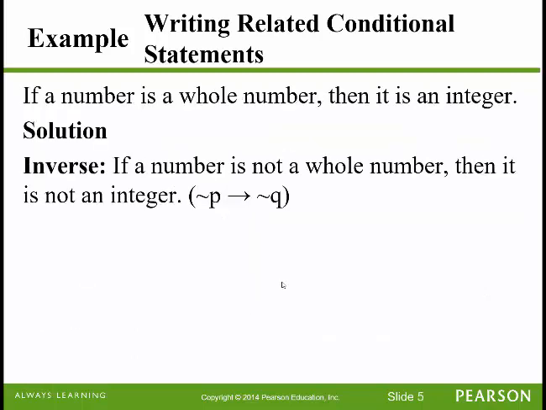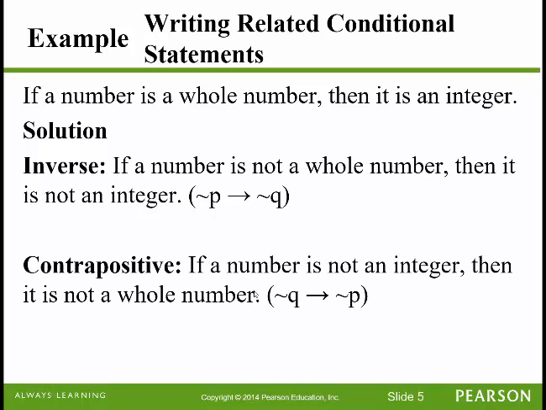All right, let's do the inverse. So again, we had if a number is a whole number, then it is an integer. So the inverse is if the number is not a whole number, then it is not an integer. So you're just negating both the hypothesis and the conclusion. The contrapositive, all right, is the inverse of the converse. So if a number is not an integer, then it is not a whole number. So the integer was the Q part, so we're saying not Q implies not P.